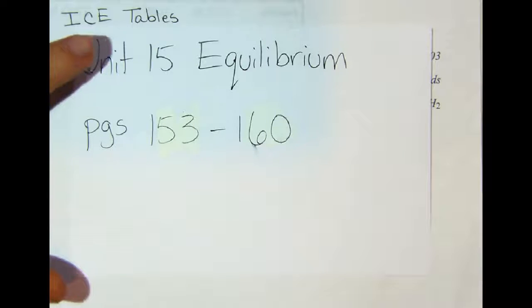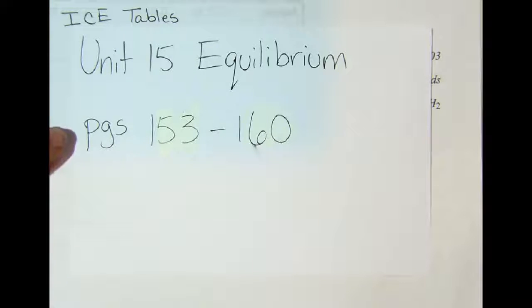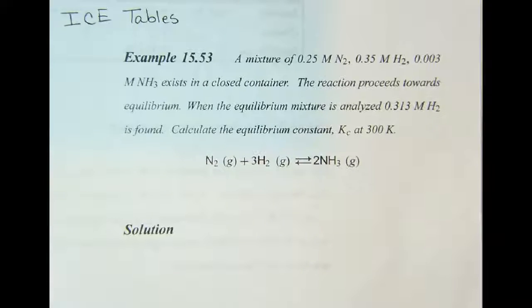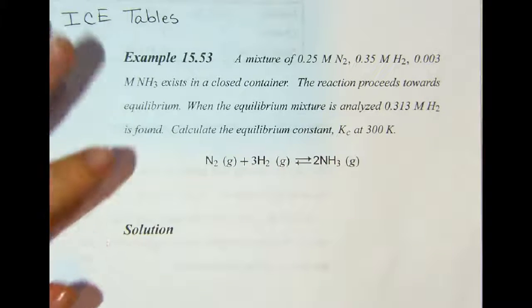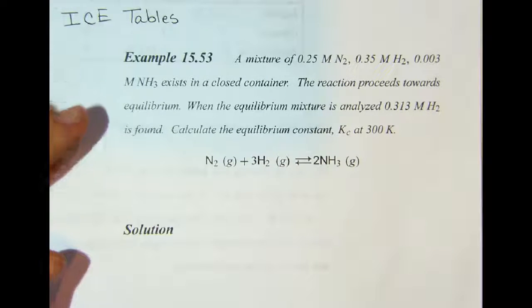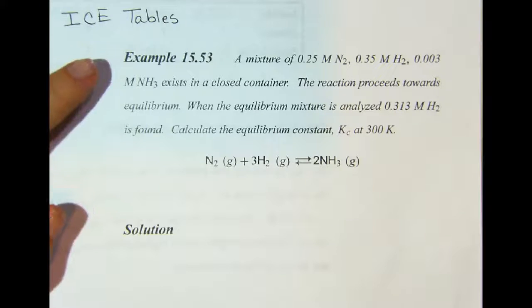This is Unit 15, Equilibrium, pages 153 to 160. Now we'll get into the part of equilibrium that is performing calculations using what's called ICE tables.